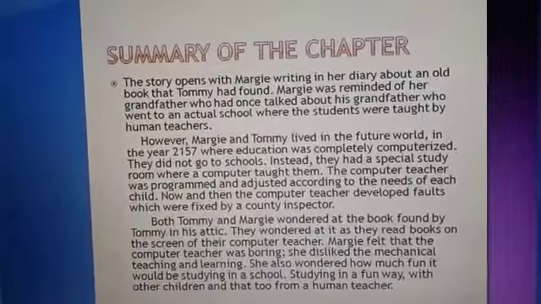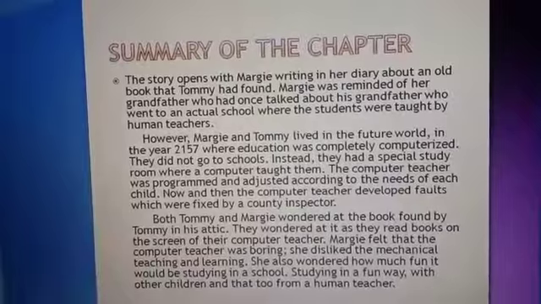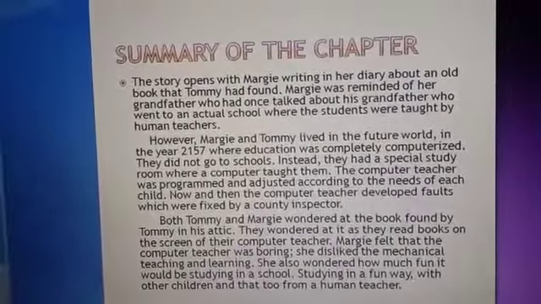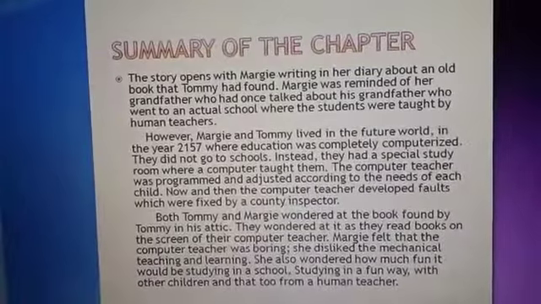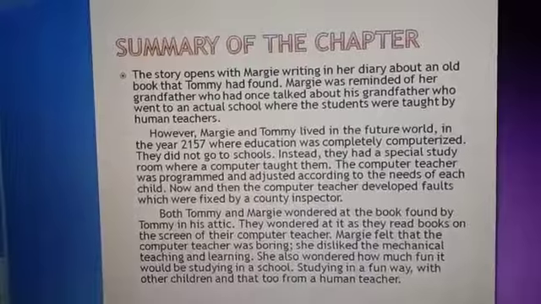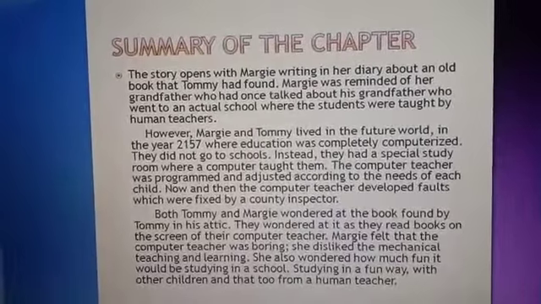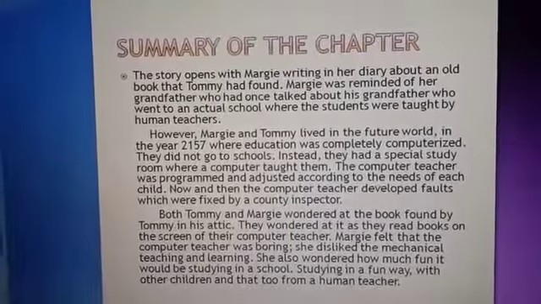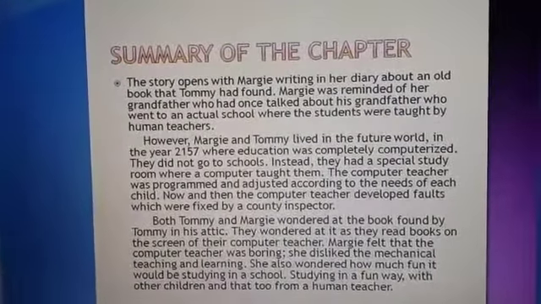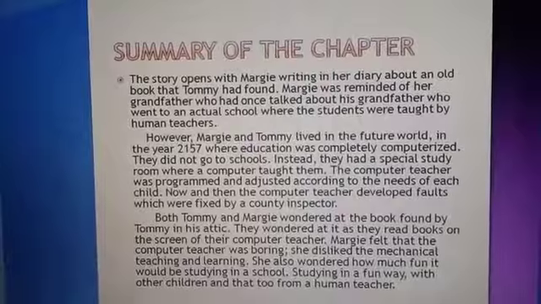Margie was reminded of her grandfather, who had once talked about his grandfather who went to an actual school where the students were taught by human teachers. However, Margie and Tommy lived in the future world in the year 2157, where education was completely computerized.